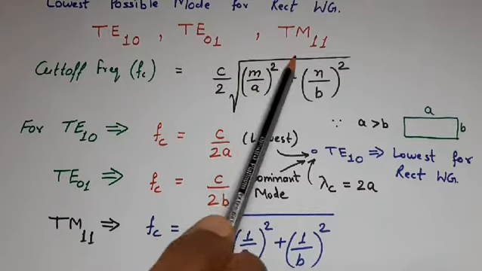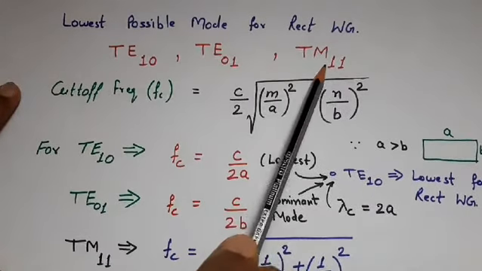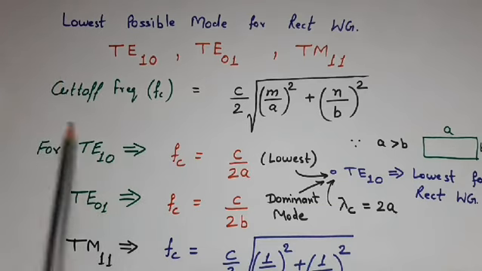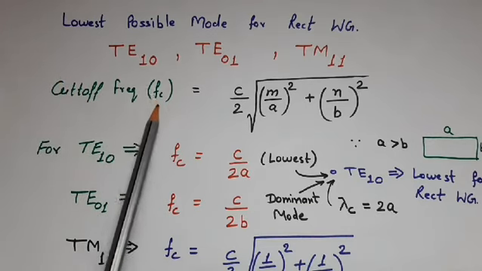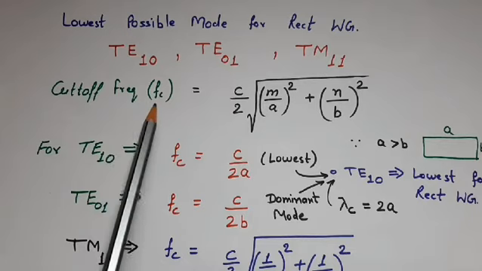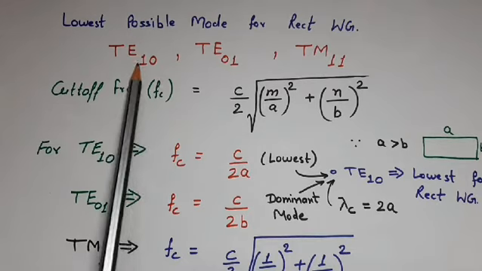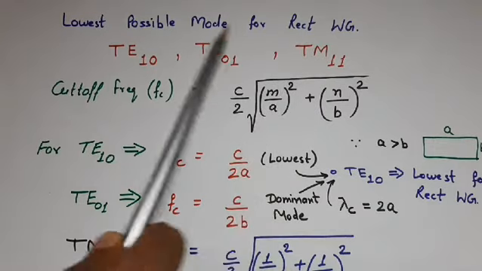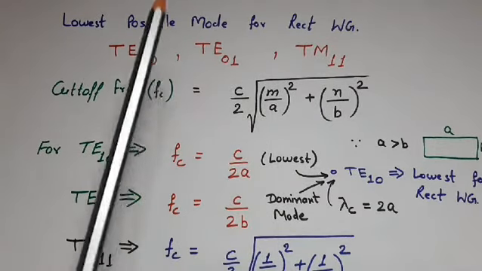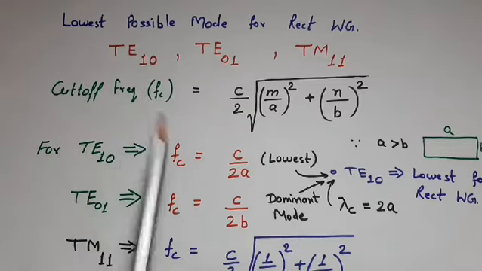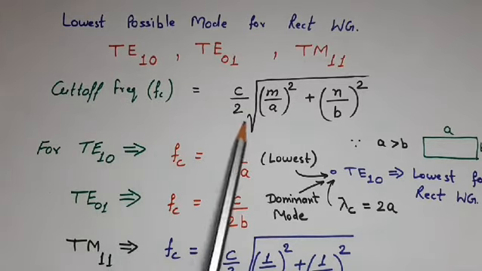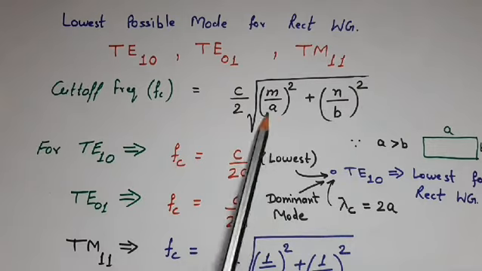Now we want to know what the cutoff frequency is for a rectangular waveguide. Cutoff frequency is the lowest possible frequency that can propagate through a rectangular waveguide. So for this, we will calculate the cutoff frequency for TE10, TE01 and TM11. And out of these three, the lowest cutoff frequency would be the cutoff frequency for the rectangular waveguide. As we know, the expression for cutoff frequency fc is equal to c by 2 into the square root of (m upon a) whole squared plus (n upon b) whole squared.